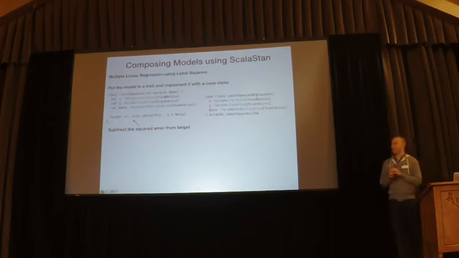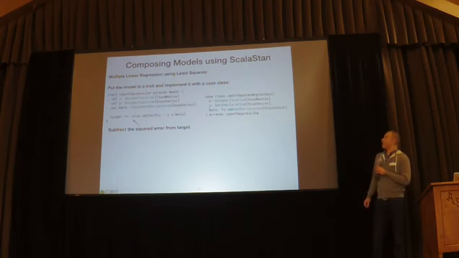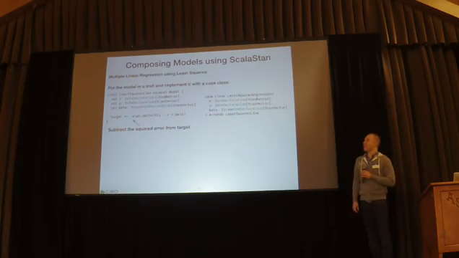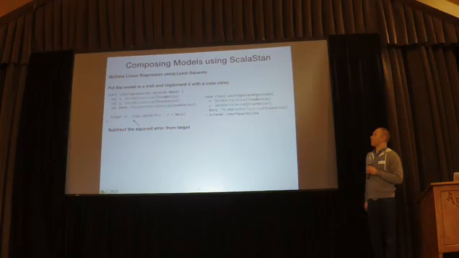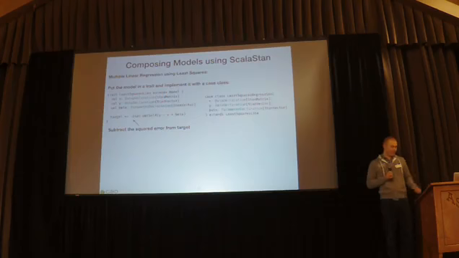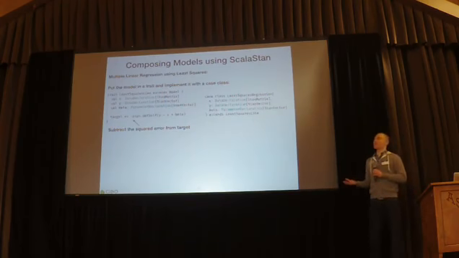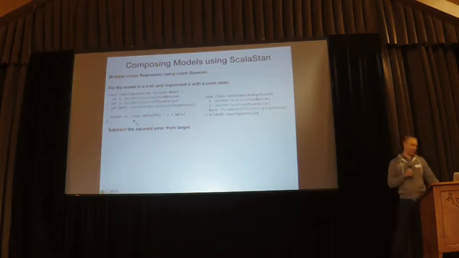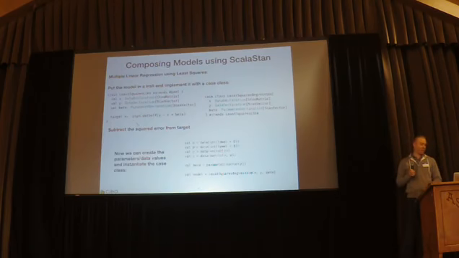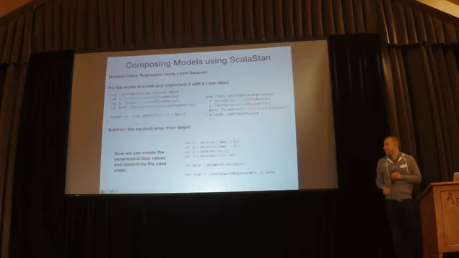Another example, composing models in ScalaStan. Another example from the manual is simple least squares regression, and you can implement that with target plus equals minus dot self, and then the least squares regression. In ScalaStan you can do that in a simpler way than this, but I want to show you how you can compose these. Here we have it in a trait, and then we can have a concrete implementation of this trait. And then we can just use it as least squares down here.